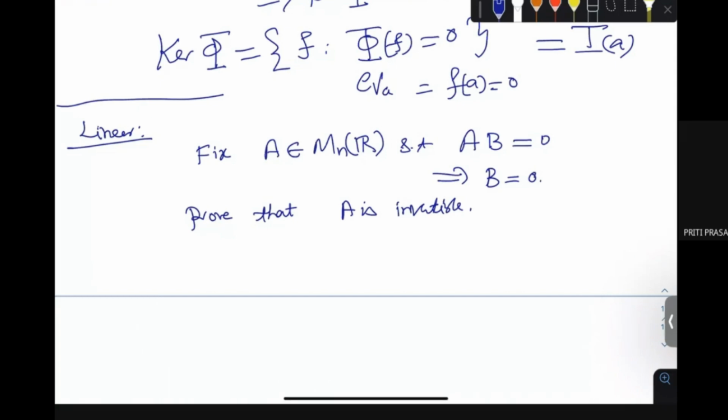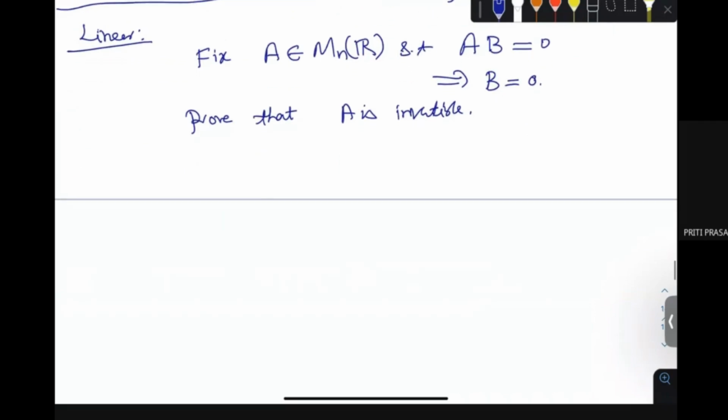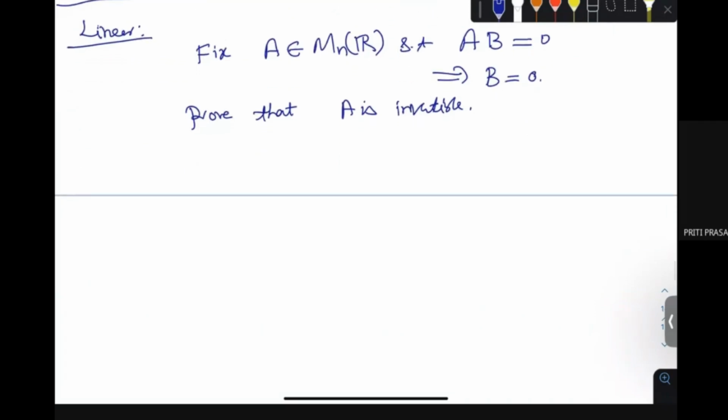Prove that A is invertible, right? So forget about this for a moment. I wanted to make sure that this idea is in ring theory, in group theory, in field theory, in representation theory, and also in linear algebra. At least I wanted to give you one example which is outside of ring theory. The same idea, right? Okay.